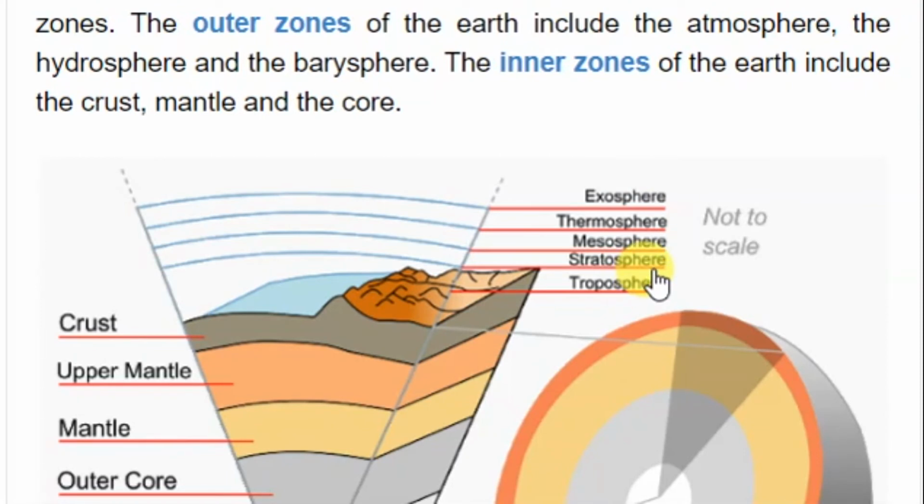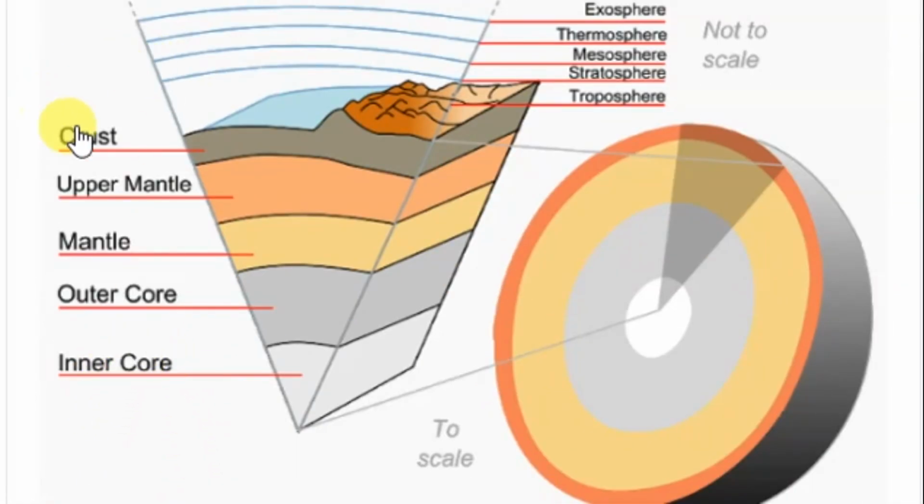And for the sake of our physical geography, it's not so important for you to know. However, they can bring you MCQs, multiple choice questions, about the layers outside of the earth. But if we are going inside, we have the crust, upper mantle, outer core, and then inside we have the inner core. Actually, we can divide these layers into three major layers: the crust, the mantle, and the core.